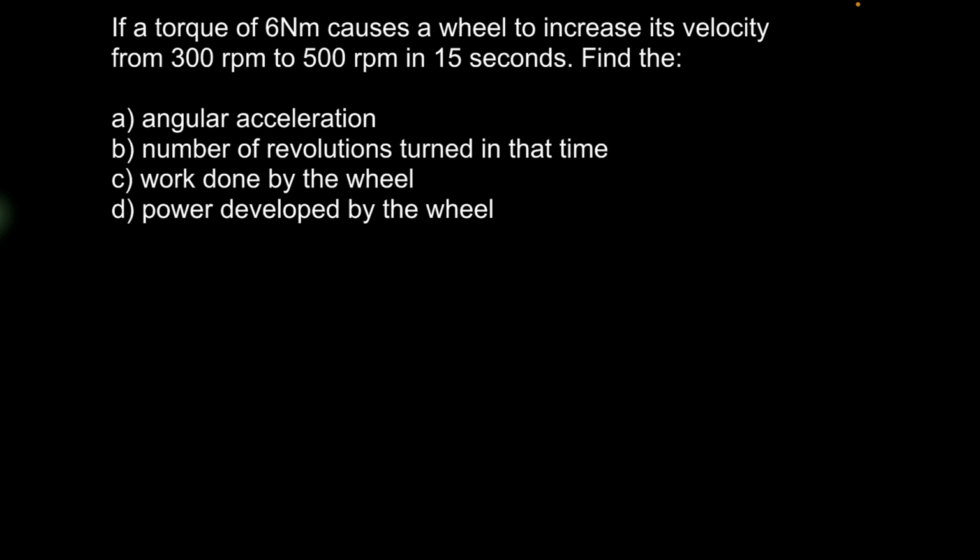And as a start, we have a system with a torque of 6 Newton meters, and it caused some wheel to increase its velocity. Now, typically, you get this with some sort of flywheel questions, that sort of thing. And the velocity that we have here increases from 300 RPM to 500 RPM, and it does that in 15 seconds. Now, let's have a look at how we will need to find the angular acceleration.